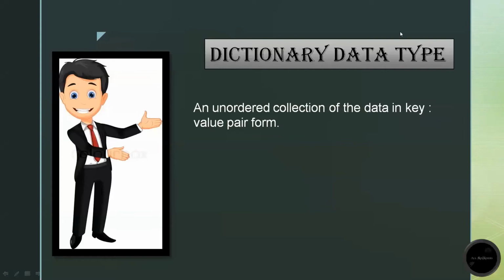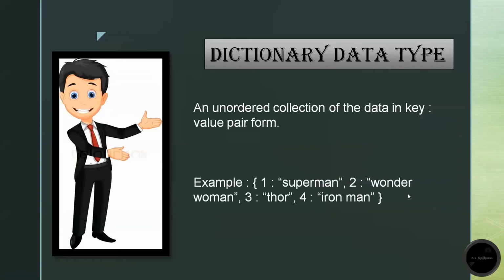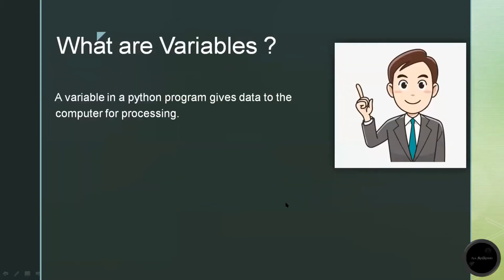So guys, what are the dictionary data types? An unordered collection of the data in the key value pair form is known as the dictionary data types. So here in the example, you can see that one is the key and Superman is the value of this key. And by combining all these, we made our dictionary data types. So guys, this is all about the data and data types. Now Jeet will tell you about what are the variables and how to define it, and then he will also implement those. So let's get started.